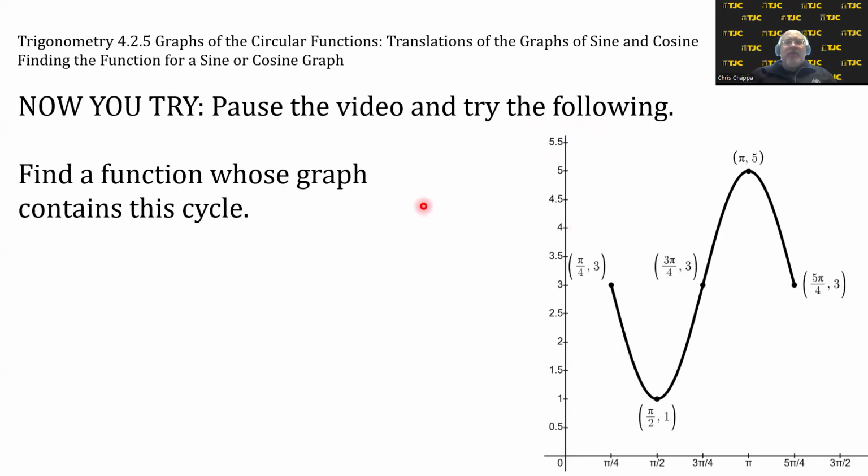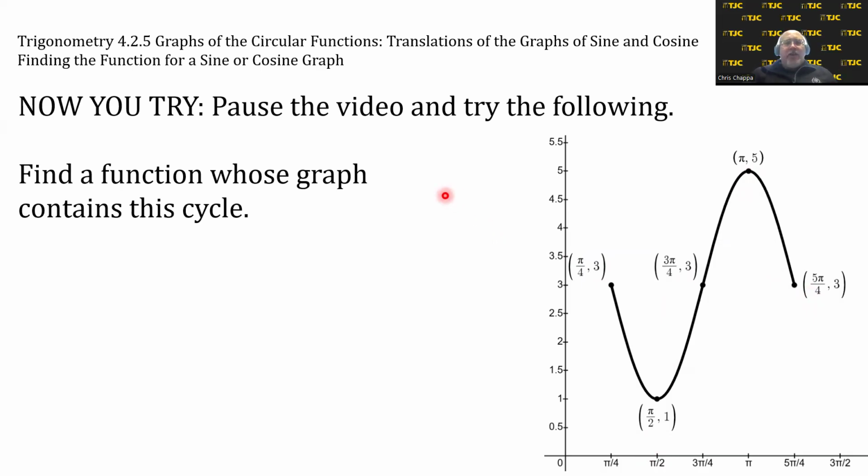Now you try. Pause the video and try the following. Find a function whose graph contains this cycle. The graph goes from pi over 4, comma 3, to pi over 2, comma 1, to 3 pi over 4, comma 3, to pi, comma 5, excuse me, and then concludes at 5 pi over 4, comma 3. Pause the video, give it a try.